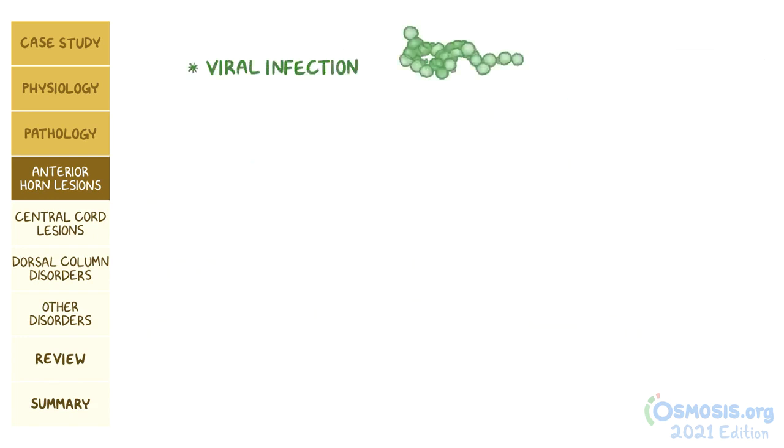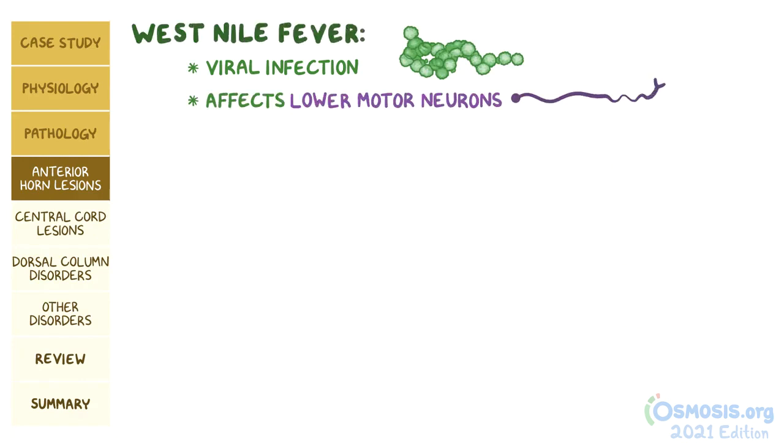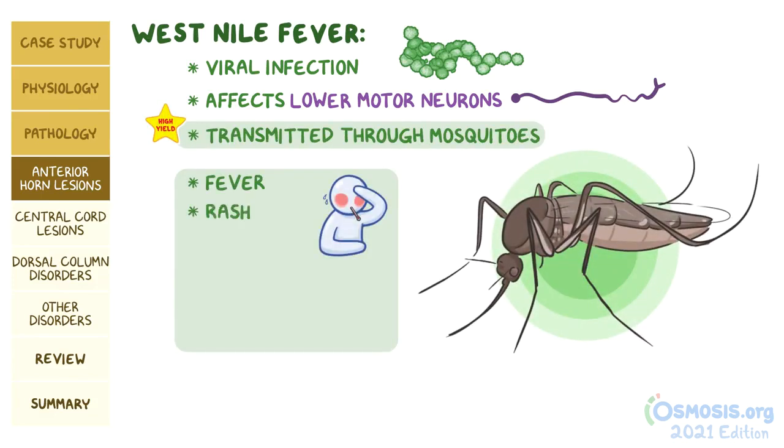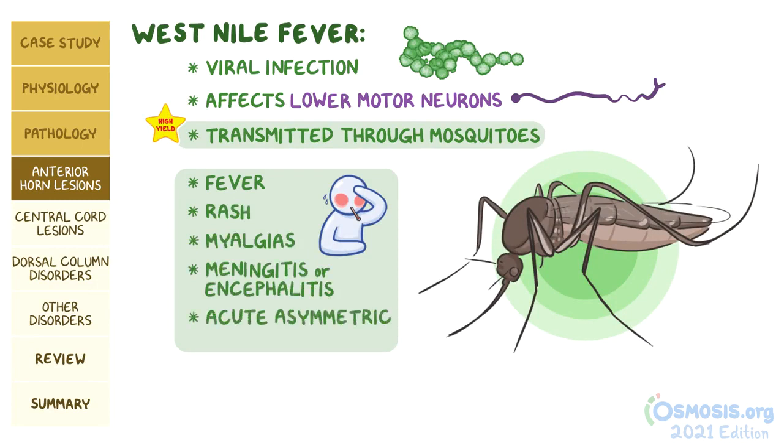Now, another viral infection that can affect the lower motor neurons is West Nile fever. For your test, the only thing you need to remember is that it's transmitted through mosquitoes and presents with fever, rash, myalgias, and meningitis or encephalitis, along with acute asymmetric flaccid paralysis.